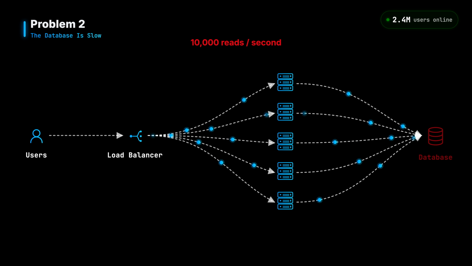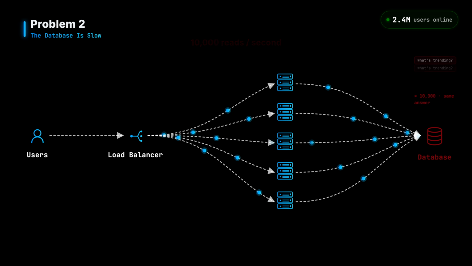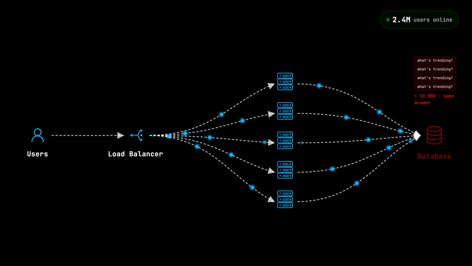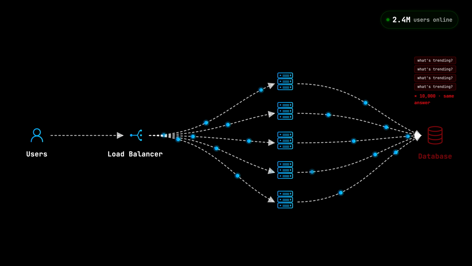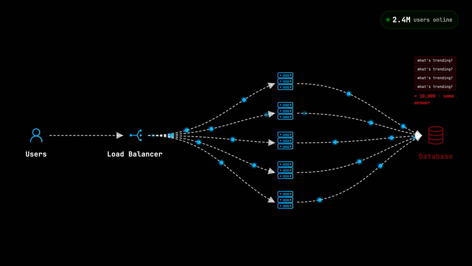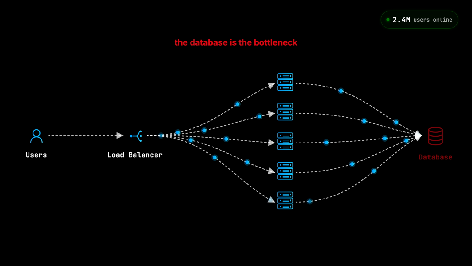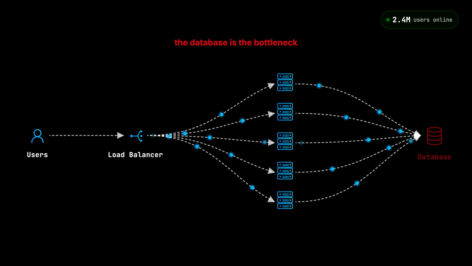Here is what is happening. 10,000 people open the home page. And everyone asks the database the same thing. What is popular right now? The answer is almost always the same, but the database works it out 10,000 times. That is a lot of wasted work. Now the database is too slow.